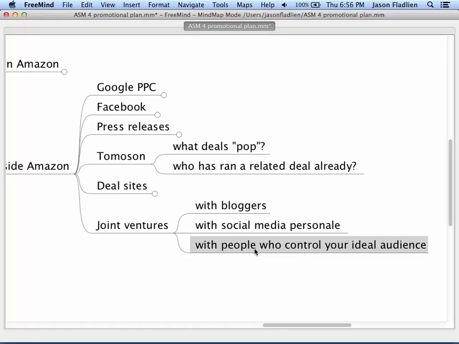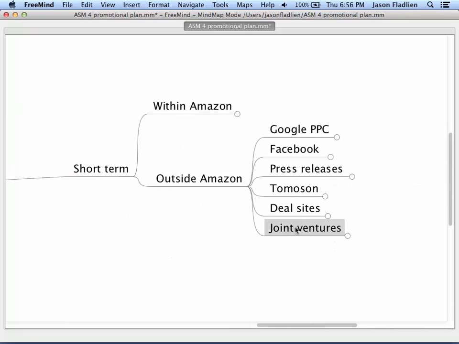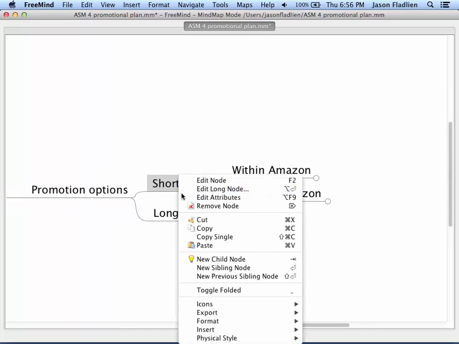So you say, who is somebody who influences and controls my direct audience, and then how can I approach them in a way that they'd be very happy to endorse my Amazon product, so they can win, their customers can win, and then of course I can win, right? I being you in this case. So those are short term.